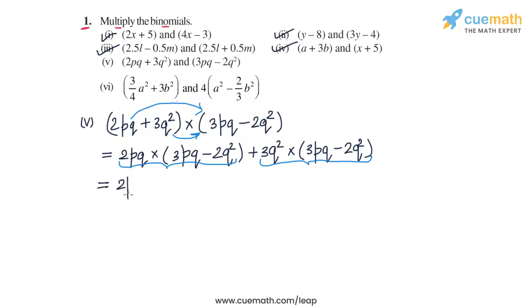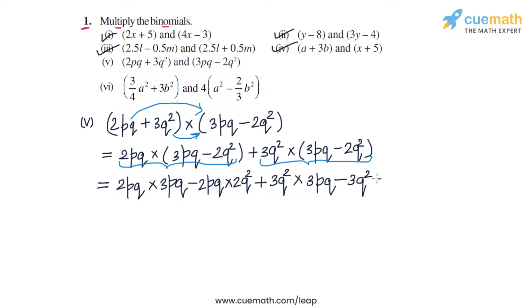So we will get 2pq into 3pq minus 2pq into 2q square. This is from the first product. Then from the second product we have 3q square into 3pq, and then minus 3q square into 2q square. Okay, so these are the four terms that we get. Now let's write all the four products in simplified form.